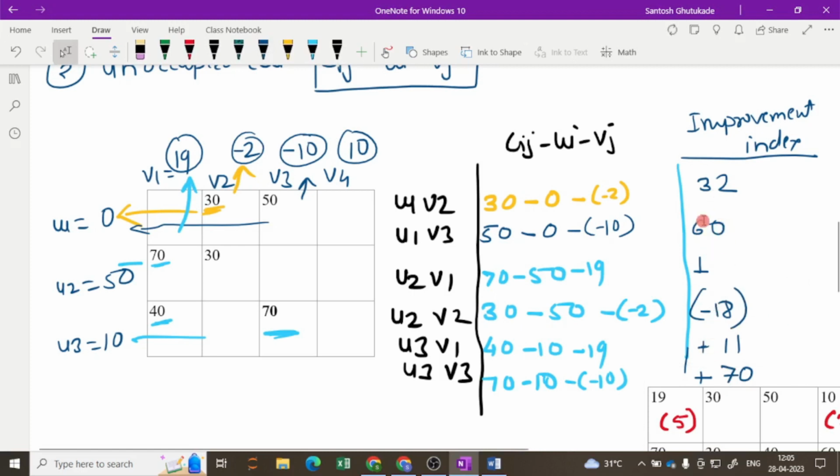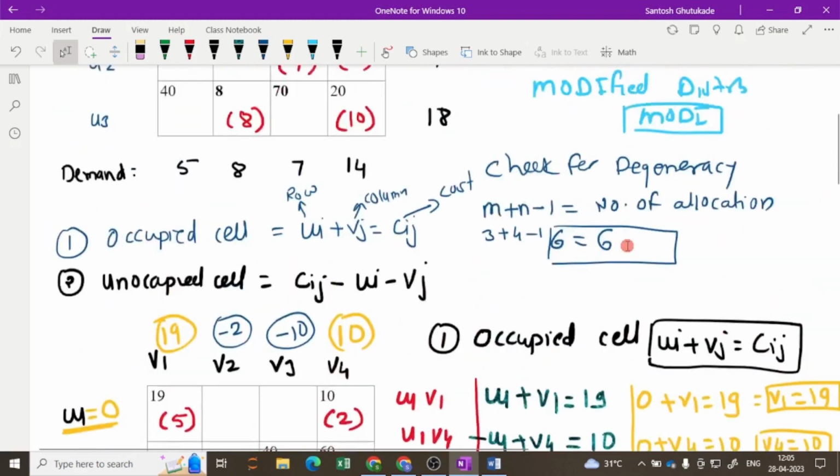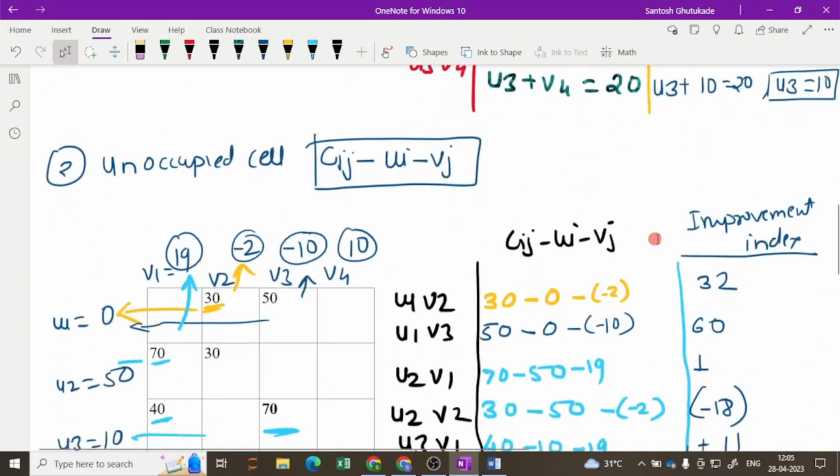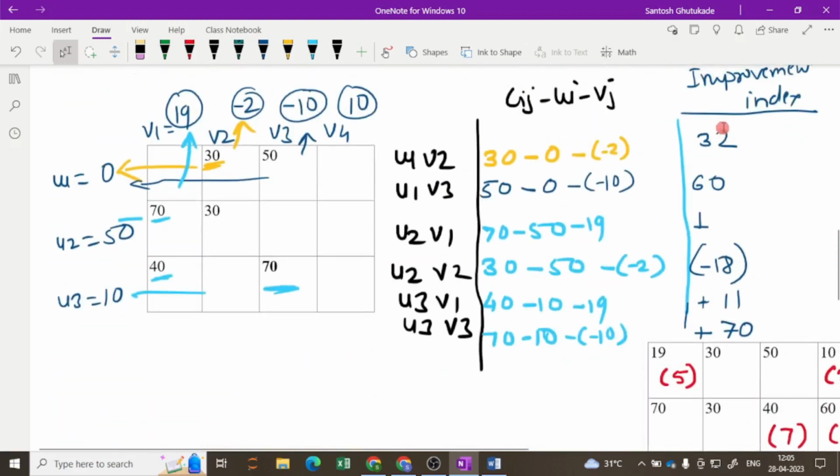So if all the values are positive, then previous IBFS means we have calculated this 779 answer is the optimum answer, means we cannot reduce the value below this; the transportation cost cannot go below this, if all the values in the improvement index are positive.